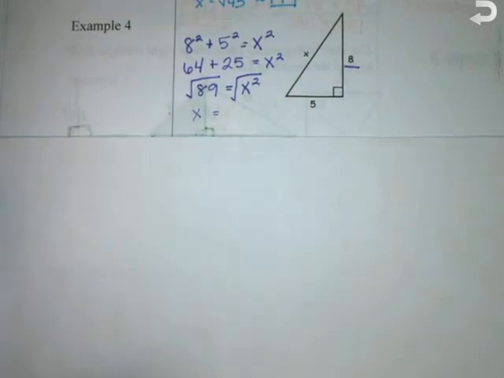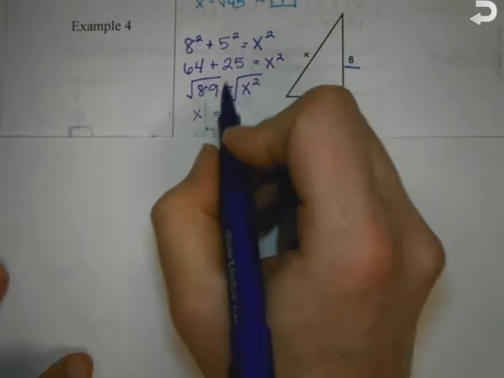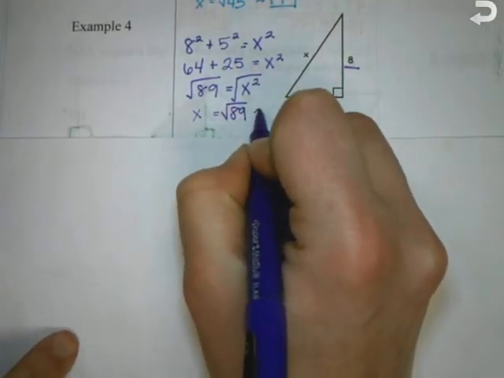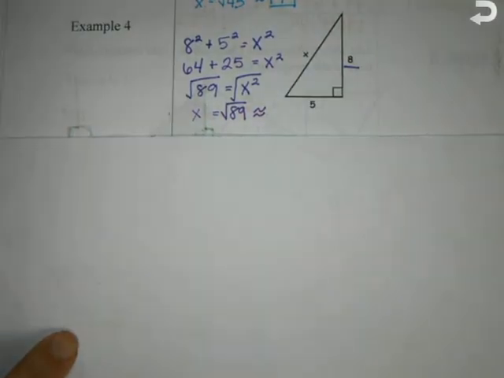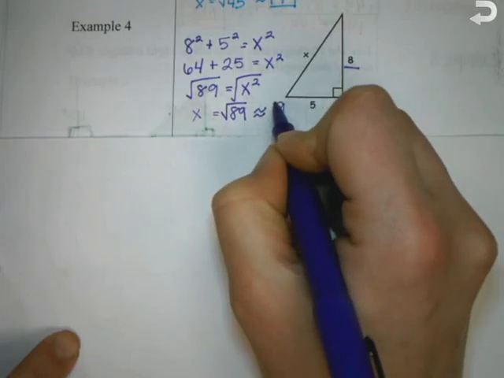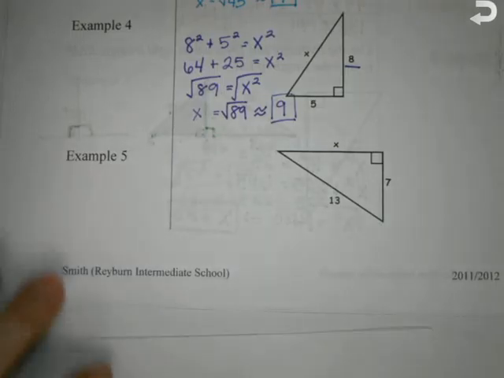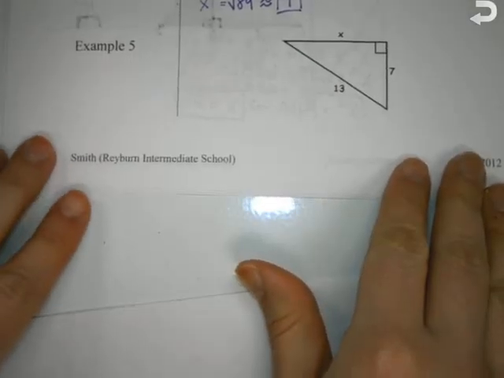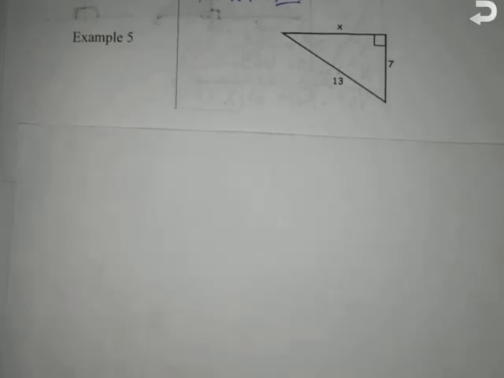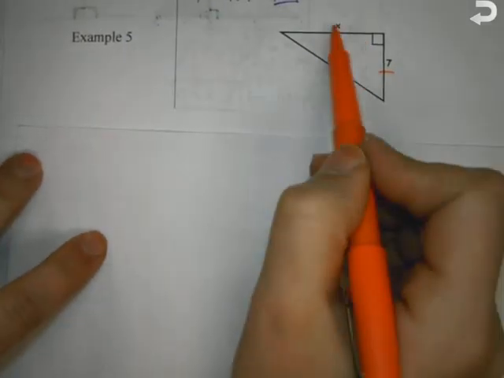What is that closest to? 81 or 100? 81. So the square root of 89 is about equal to what? Square root of 81, which is 9. I want you to do example 5 on your own. Now be careful because, give me a leg, somebody. 7 is a leg. What's the other leg? X. And what's the hypotenuse? 13. Okay, so plug all that stuff in.